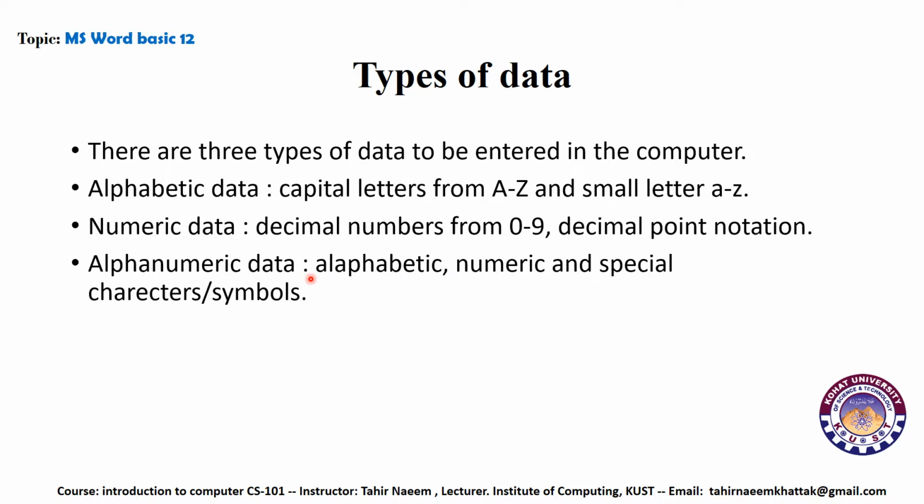Alphanumeric data, as the name suggests, contains both alphabetic and numeric data. It is a combination of alphabetic, numeric, and special characters or symbols, like asterisk, hash, underscore, and so on. These are the special characters which are also depicted on the keyboard. The combination of these things makes alphanumeric data.